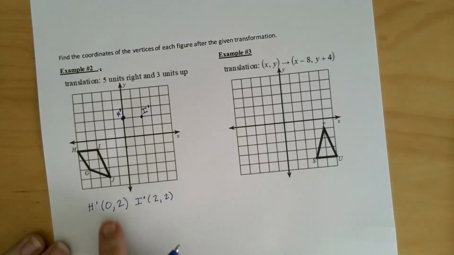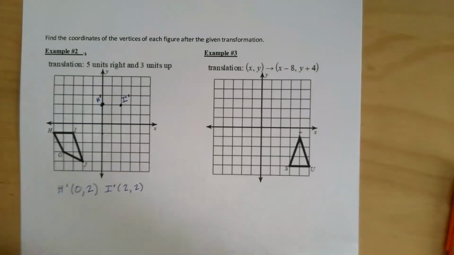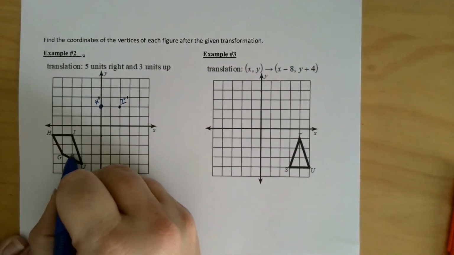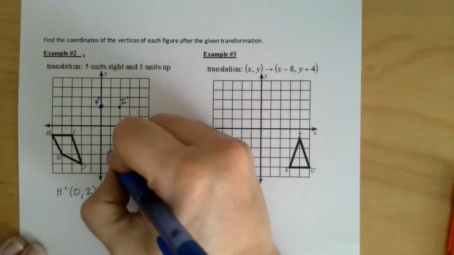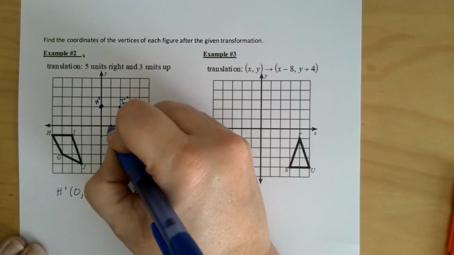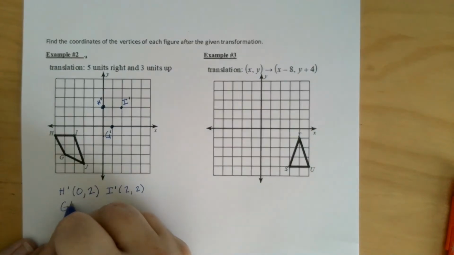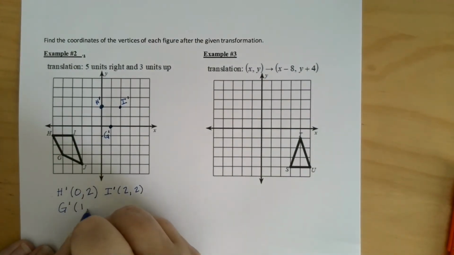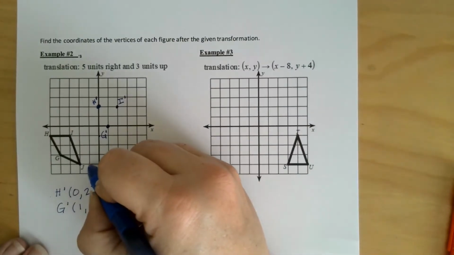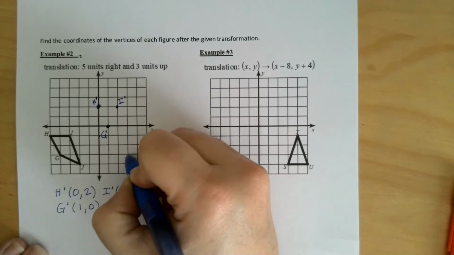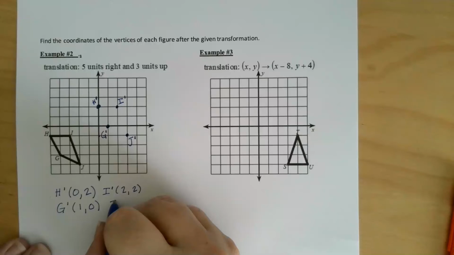Okay, and remember when you're writing ordered pairs, you always need parentheses around them, otherwise they are wrong. Okay, let's do G. If I move 5 units to the right, 1, 2, 3, 4, 5, and, I'm sorry, not 1 unit up, 3 units up, I find where G prime should be. So G prime is (1, 0). And then finally J, 5 to the right, and 3 up gives me J prime.